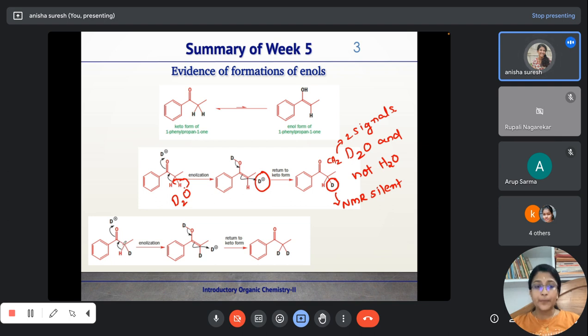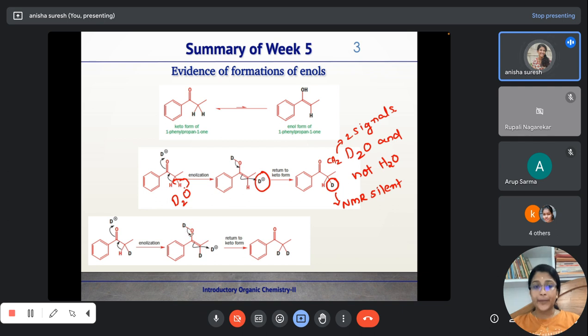A C double bond C bond will form, and this CO double bond will break, and it will abstract D plus from the system. So it will result in the formation of this enol, where hydrogen is replaced by deuterium because we are having D2O as the reaction medium.